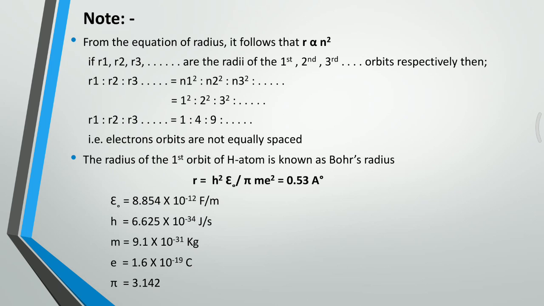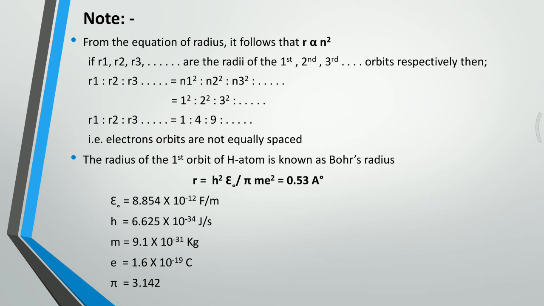Then what is the radius of the first orbit of the hydrogen atom? For the hydrogen atom, the atomic number Z is equal to 1. When we substitute all these values: ε₀ is equal to 8.854 × 10⁻¹² farads per meter, h being Planck's constant is 6.625 × 10⁻³⁴ joule second, it is not joule per second, it is joule second. Mass is 9.1 × 10⁻³¹ kg, e is the charge of the electron, 1.6 × 10⁻¹⁹ coulombs, and π is 3.142.